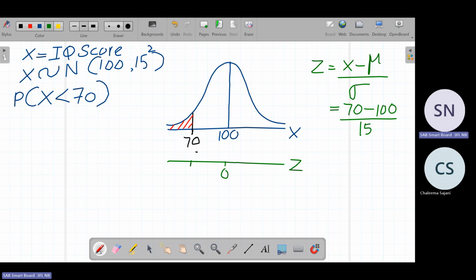It's clear? Then what is the Z value here? 70 minus 100, minus 30, divided by 15, minus 2. Then here we can write down, the Z value is minus 2.